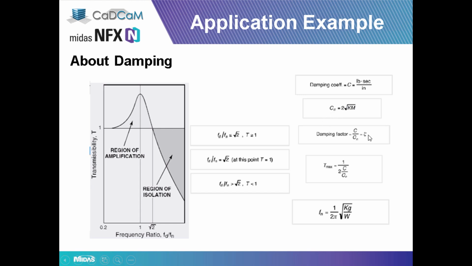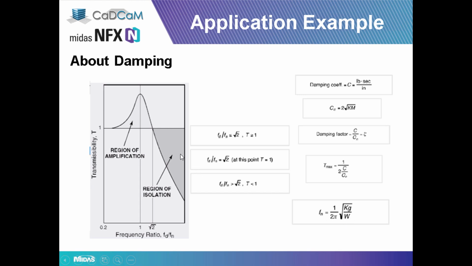The calculation of zeta, which is the damping factor, is C over C critical, and the transmissibility is 1 over 2 Xi, where Xi is C over C critical. If we have, for example, a system with 1 degree of freedom, the resonance, the natural frequency, can be defined by 1 over 2 pi multiplied by the square root of k multiplied by g over w.